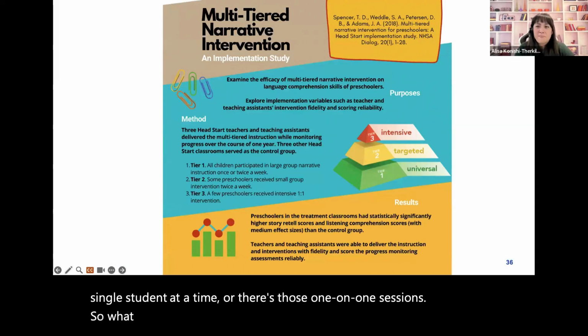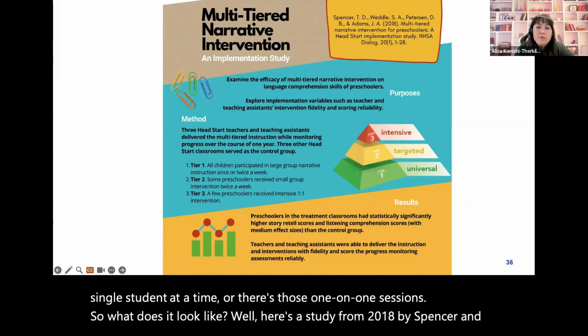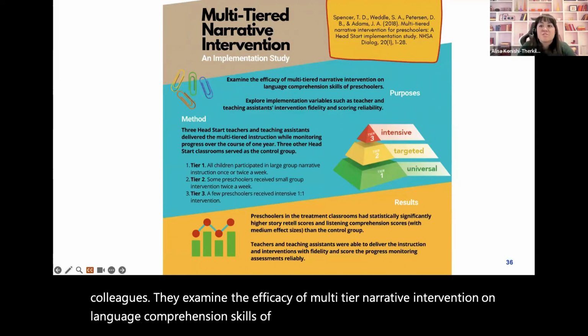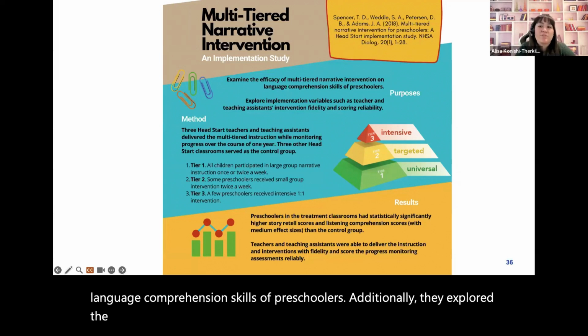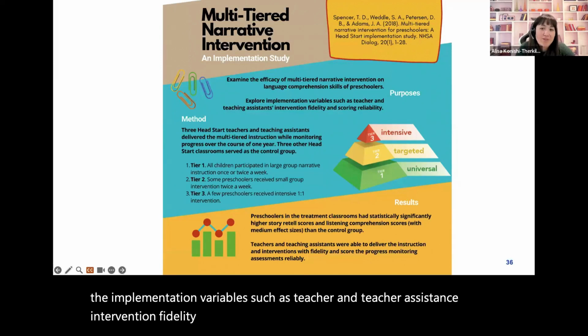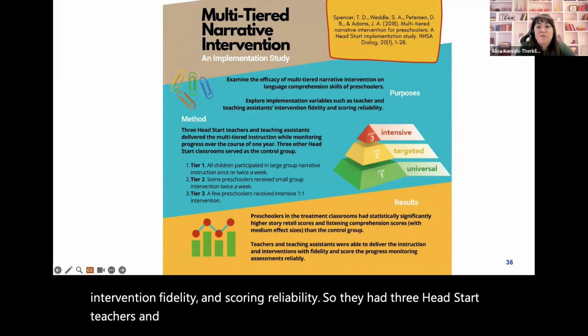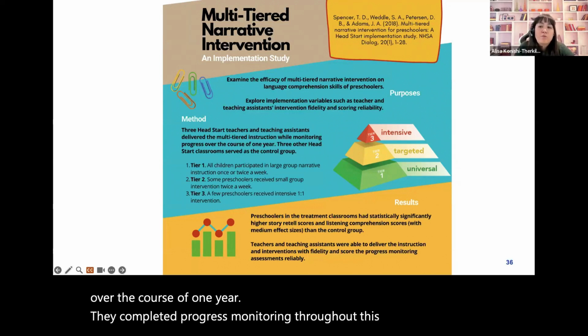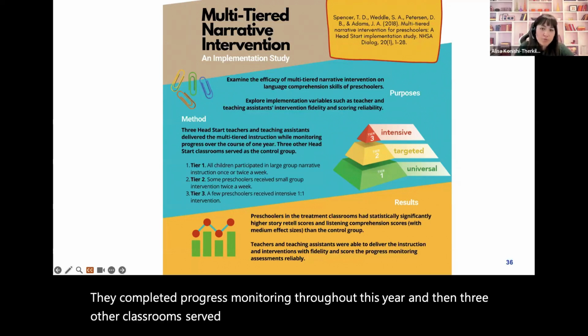So what does it look like? Well, here's a study from 2018 by Spencer and colleagues. They examined the efficacy of multi-tier narrative intervention on language comprehension skills of preschoolers. Additionally, they explored the implementation variables such as teacher and teacher assistant, intervention fidelity, and scoring reliability. So they had 3 Head Start teachers and teacher assistants deliver multi-tiered instruction over the course of 1 year. They completed progress monitoring throughout this year, and then 3 other classrooms served as the control group.